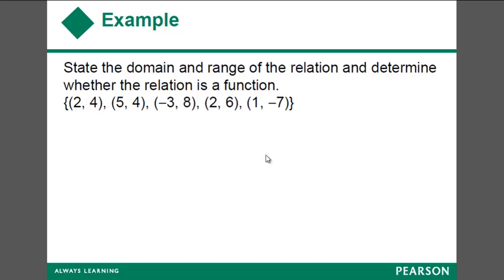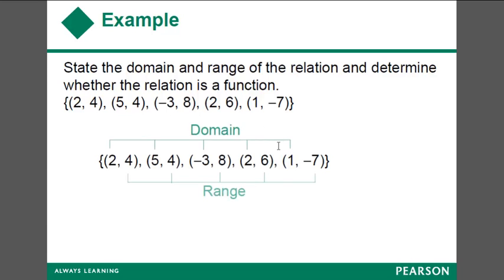If we look at this example, we've got the points (2, 4), (5, 4), (-3, 8), (2, 6), and (1, -7). We want to state the range and the domain for these points, and then determine if the relation is a function or not. Well, our domain, remember, is the first coordinate in the ordered pairs: 2, 5, -3, 2, 1. And our range is the second coordinate: 4, 4, 8, 6, and -7, as I've shown here with the lines.